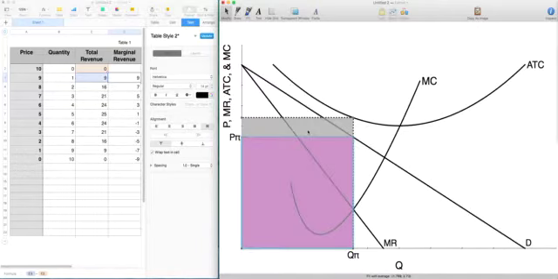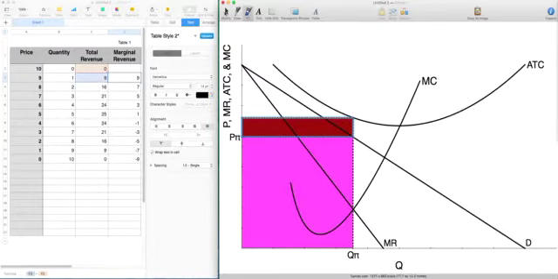So we have total cost and total revenue. So if I take total revenue and subtract total cost, I can get the area of losses. And let me make it this color here. So this area right here is the losses that this firm is accruing. So make sure you're comfortable with that.